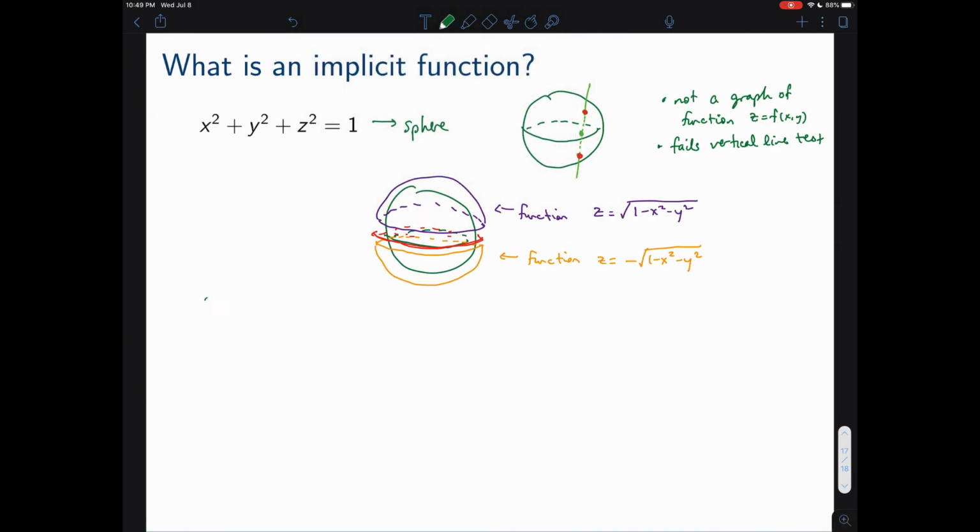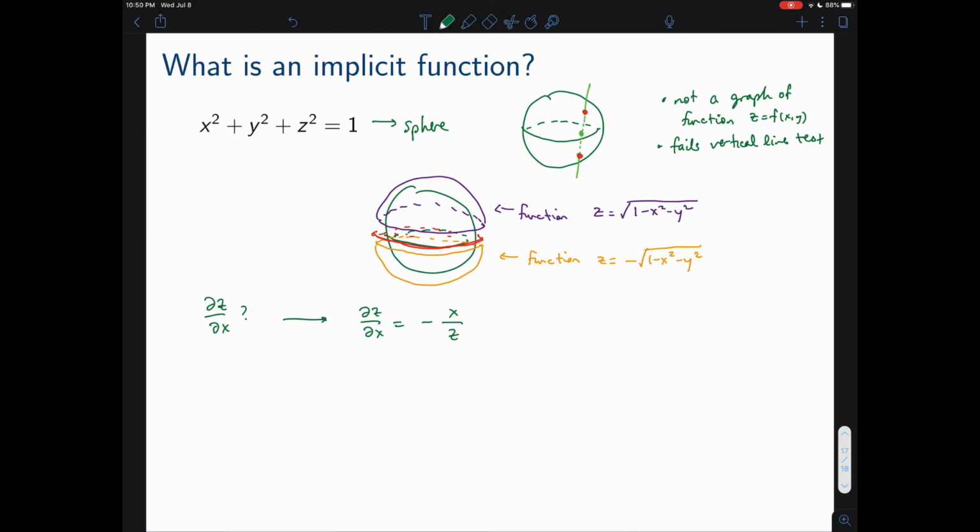If we found the partial derivative of z with respect to x, I'll skip the steps, but you would end up with minus x over z. This is another example where it's not enough to know x or x and y. You also have to know the value of z in order to know that derivative, because for a given x and y value, it could be positive z or negative z. So you have to know whether this z is positive or negative in order to know which side you're on.